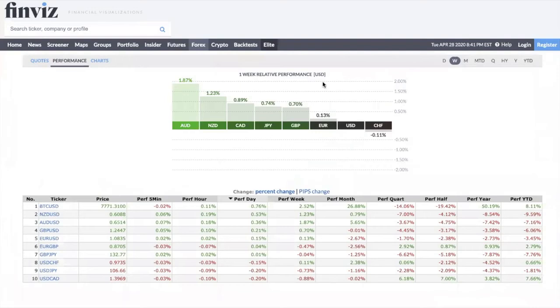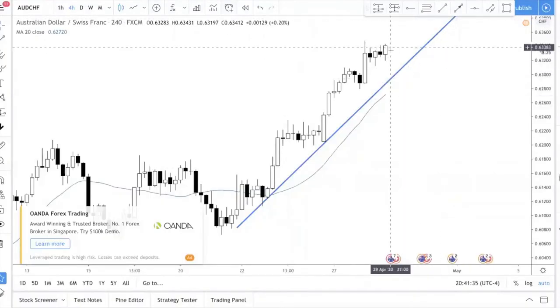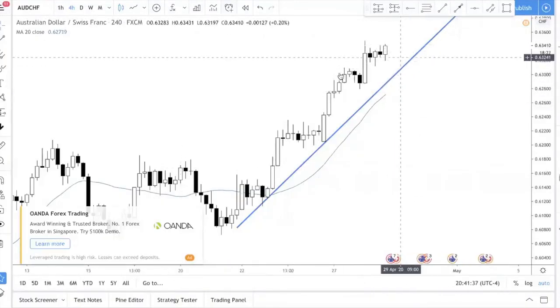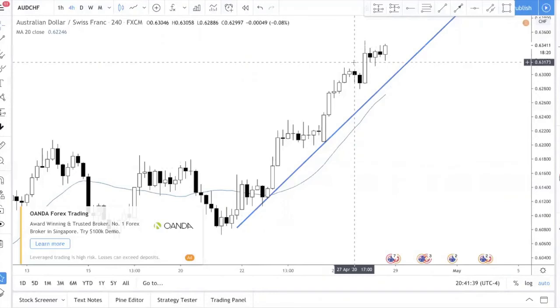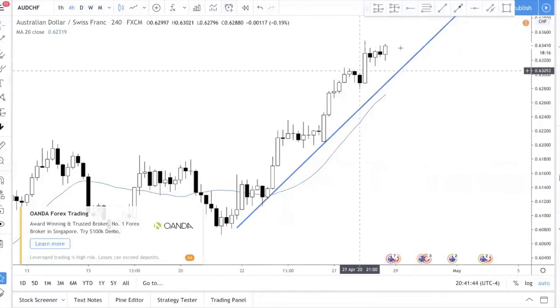So there's two ways to use it. Number one, you can follow the trend. In this case, Aussie franc, if you look at the charts, it's still, to me, a very nice uptrend. I would still be looking to buy. Based on my own trading strategy, I would still be looking to buy. I won't go for the counter trend approach.